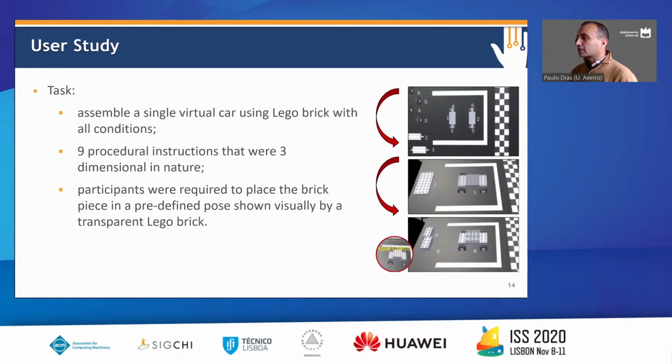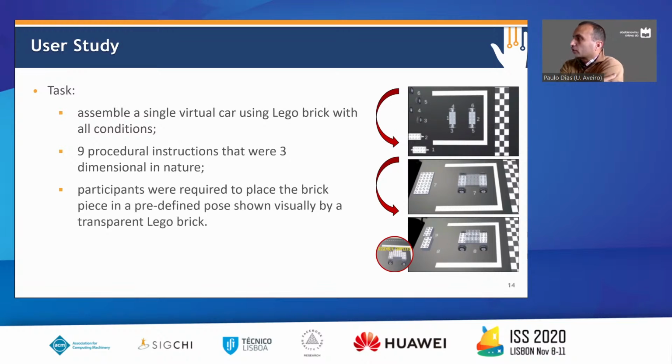Okay. The task itself was already shown in the video. The idea is that the user has to do the assembly of a Lego brick car. The Lego brick car has 9 pieces that have to be placed in the right position. So 9 pieces have to be put in the correct 3-dimensional location.